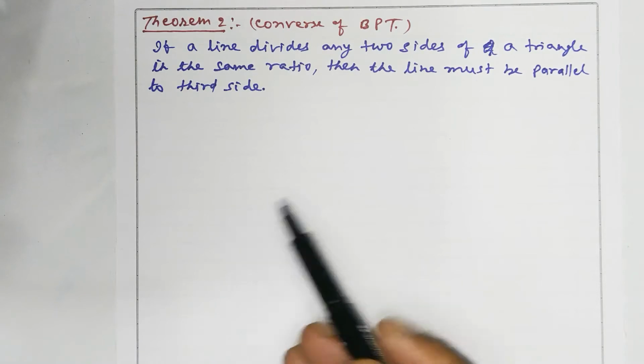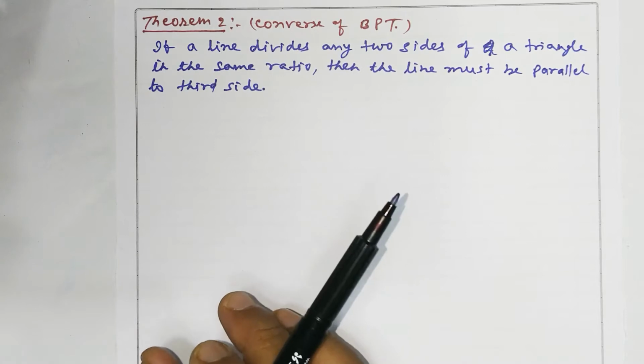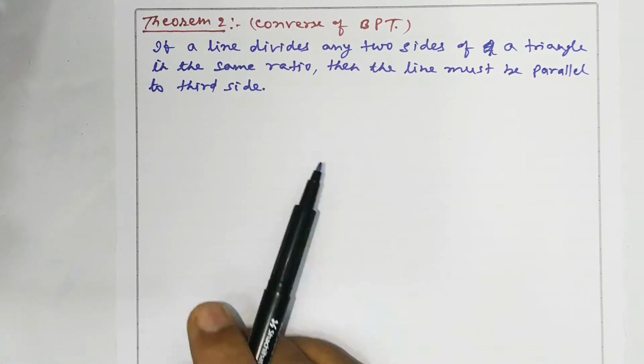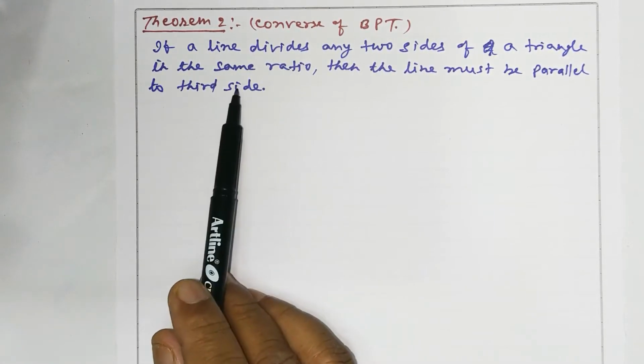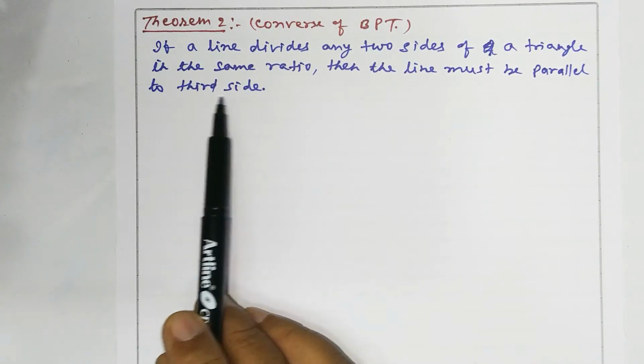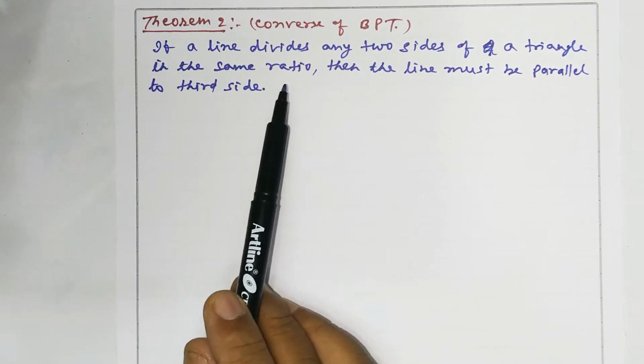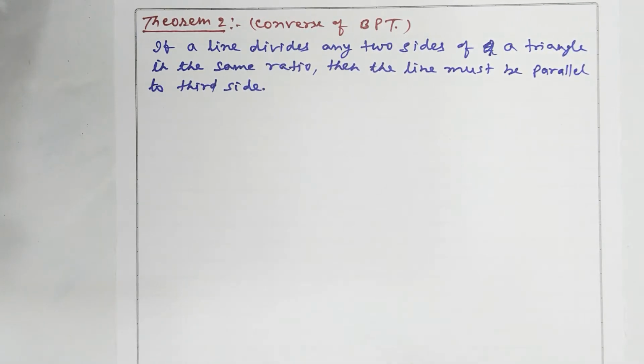Okay, so already I taught you earlier, to prove any theorem we have some specific steps. The first step is to draw the figure by reading out the question. Then the second step is given. The third step is to prove. The fourth step is construction, and the last step is proof. So we'll go step by step now.